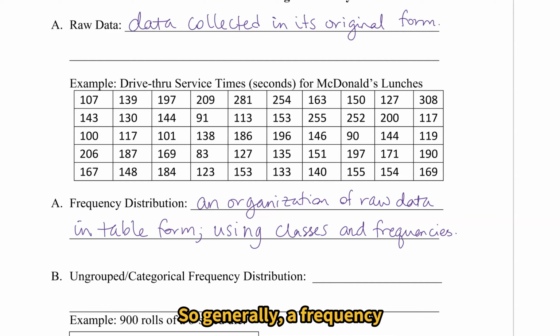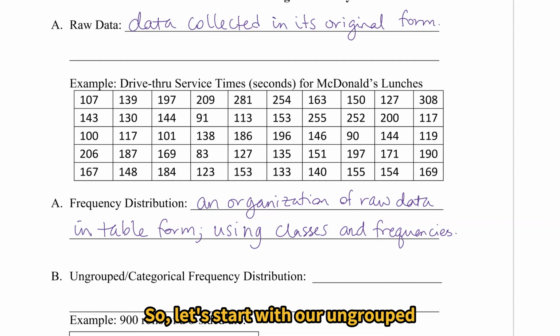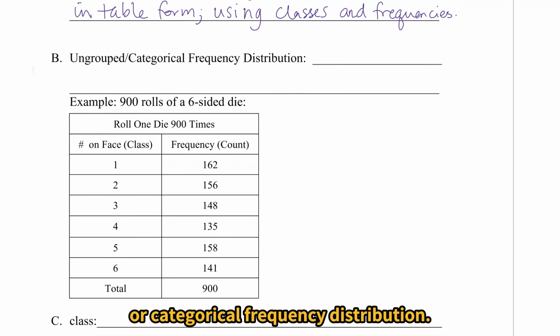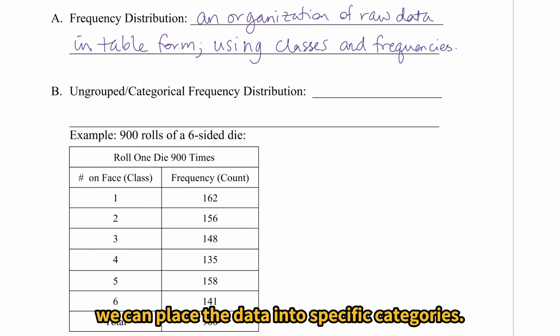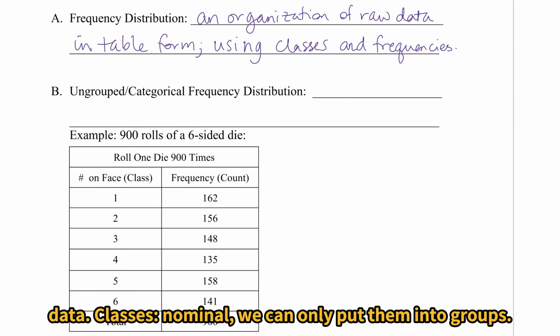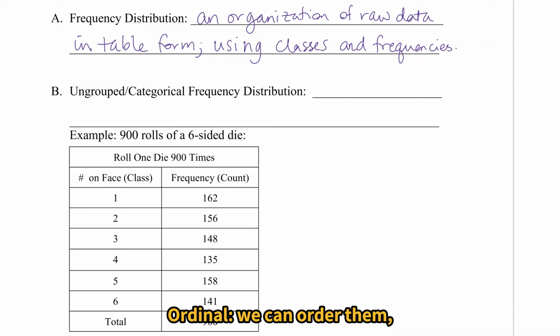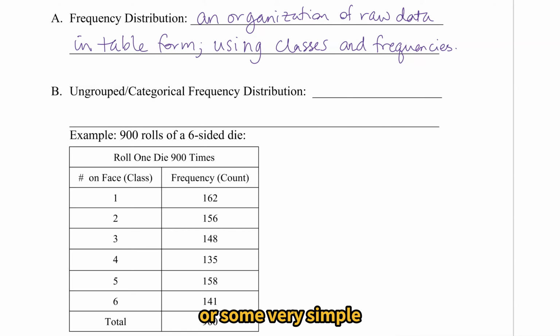So let's start out with the frequency distribution. Generally, a frequency distribution is organizing raw data in a table using classes and frequencies. So let's start with our ungrouped or categorical frequency distribution. A categorical frequency distribution is one where we can place the data into specific categories. So generally, this is nominal or ordinal level data. Nominal, we can only put them into groups. Ordinal, we can order them, but the differences between them are meaningless. Or some very simple interval or ratio level data where the data values are small.